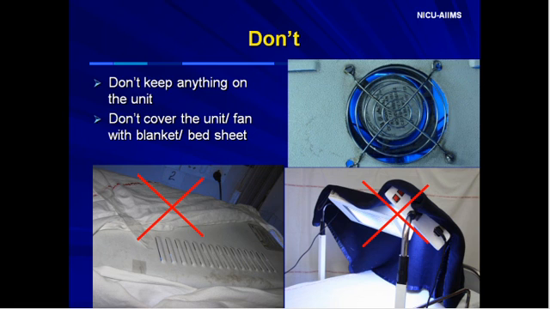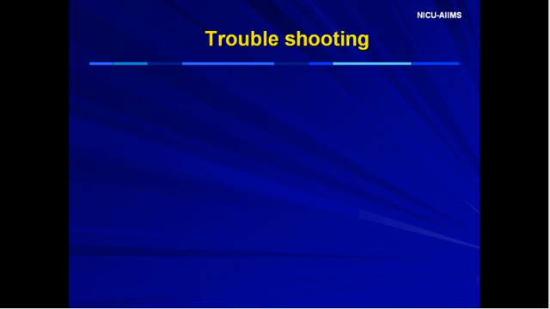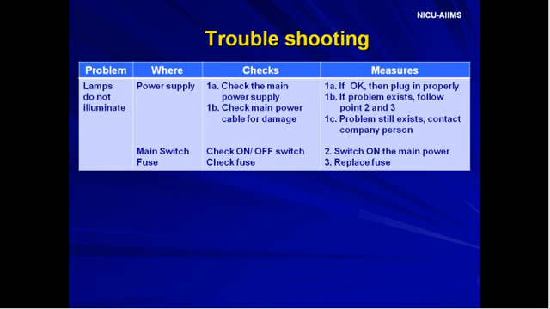If these are blocked, then temperature will increase inside the unit, which will decrease the life of lamps and may cause a fire. Let us now understand some common problems and the remedial measures which may be undertaken to resolve them. If lamps do not illuminate, check the following and correct step by step.